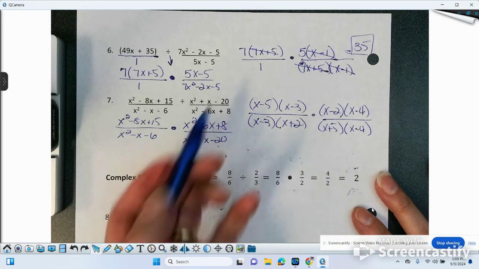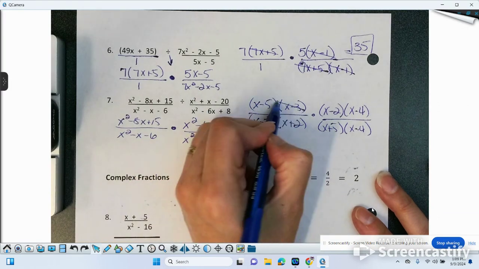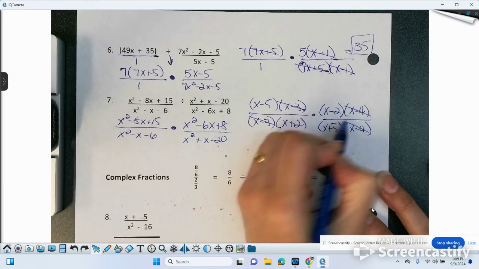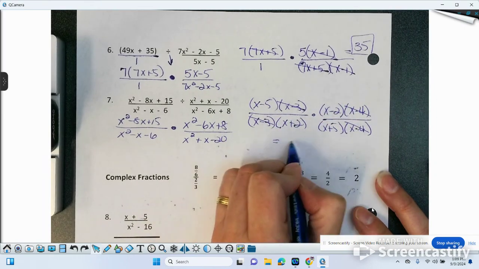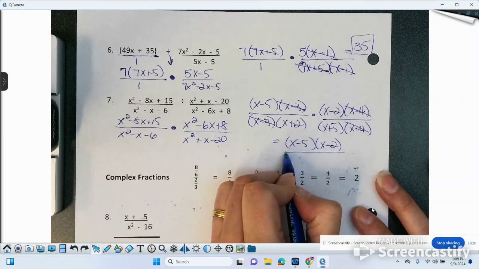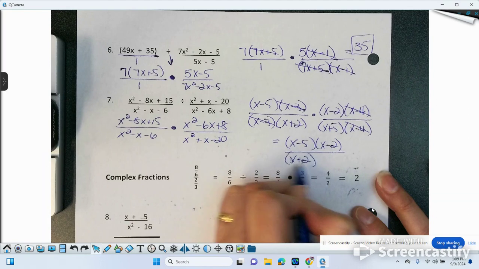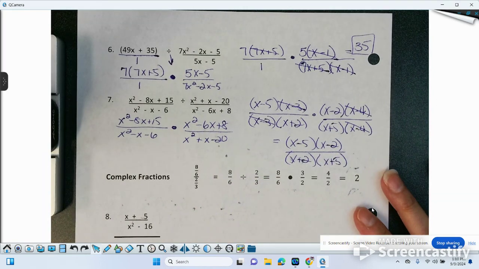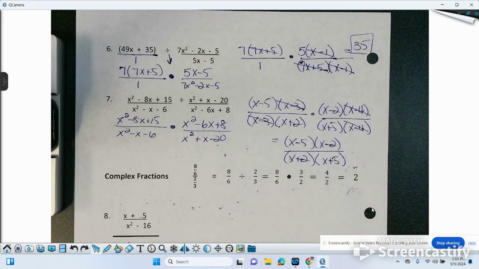Okay, nothing cancels with that. The x minus 3s go away. Nothing cancels with that. The x minus 4s go away. So my answer will be x minus 5 times x minus 2 in the top, and x plus 2 and x plus 5 in the bottom. All right, so that's multiplying and dividing fractions.